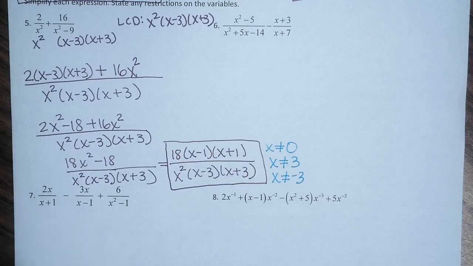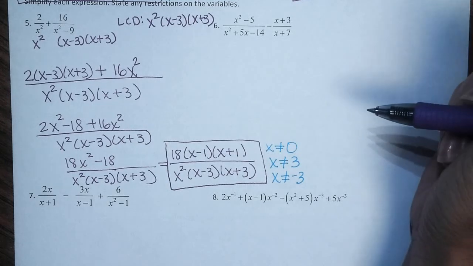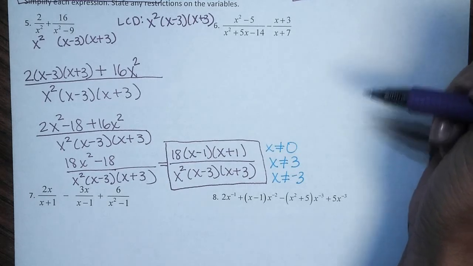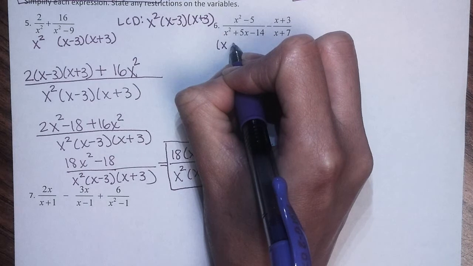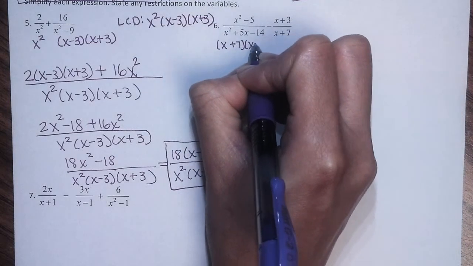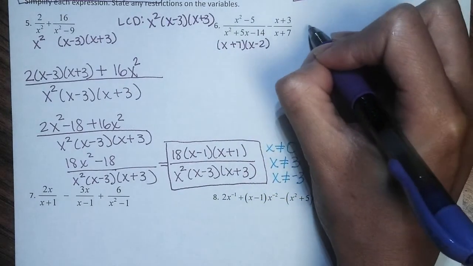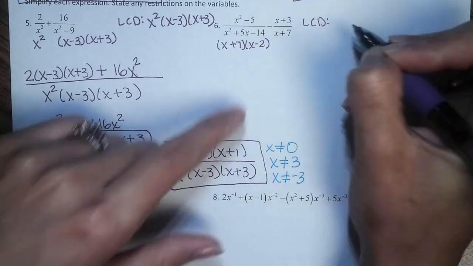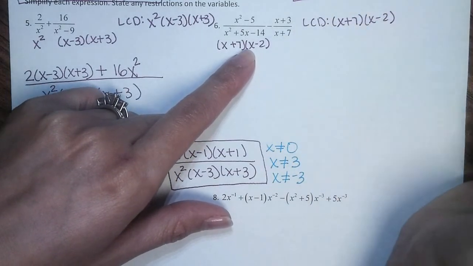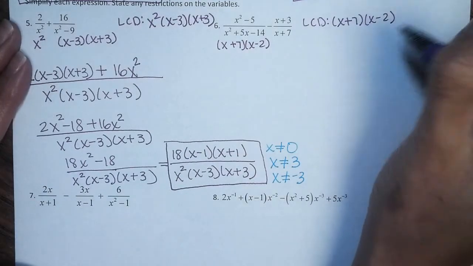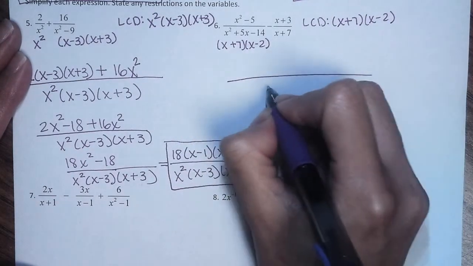We can try it again on example 6. I'll show you one more time how I do it, because I do skip a step. So let me show you example 6 again. Step 1, factor completely. Plus 7, minus 2. So number 6, the LCD is going to be x plus 7, x minus 2. So since that's my LCD, that's what I put on the denominator.